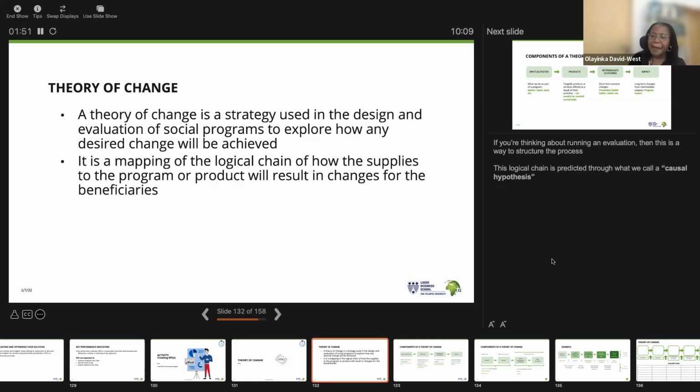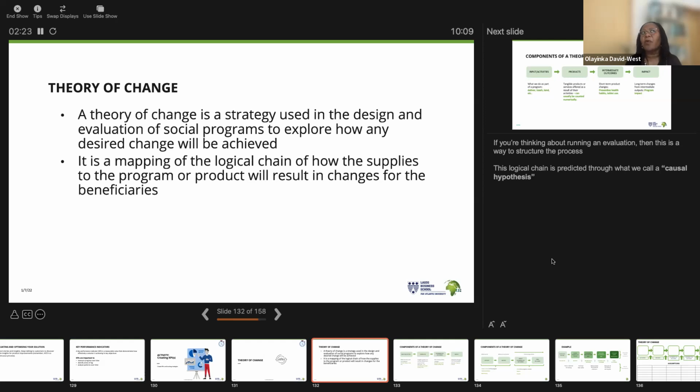So it's really a mapping of the logical flow of how the supply program, in other words, the inputs, the resources, the activities, and then the products we generate will result in change for the beneficiaries. So when we were talking about the female informal worker, what type of change are we looking at for her life? And we said, oh, she's single. So assume she's a single parent working to give opportunities for her children.